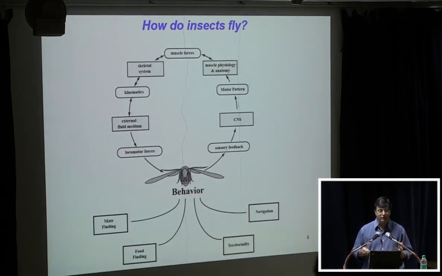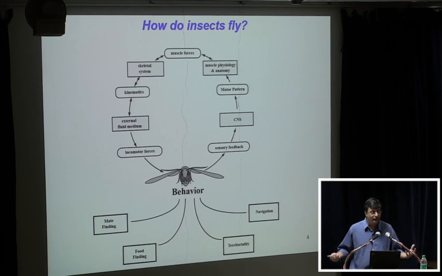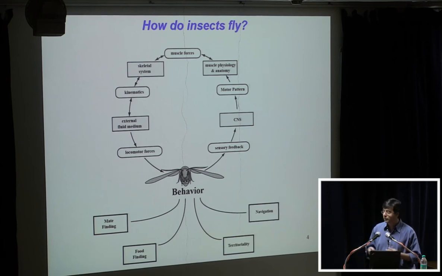But the muscles can only ever contract, right? You all know that. And when they contract, they pull on body parts. We have an internal skeleton, they pull on our internal bones and joints. Flies, insects, have an external skeleton, an exoskeleton.